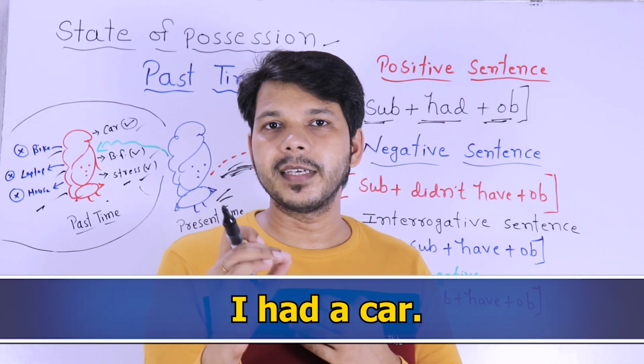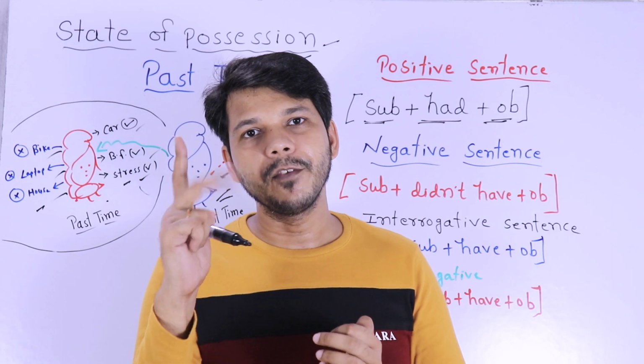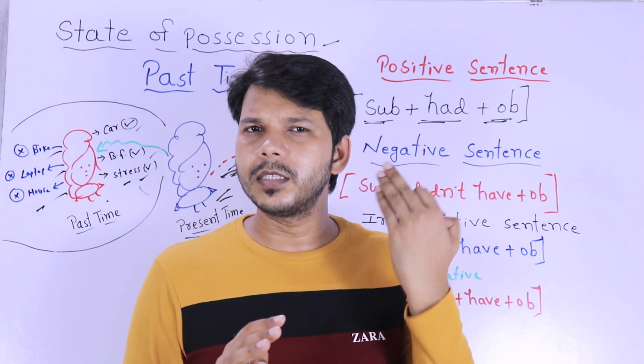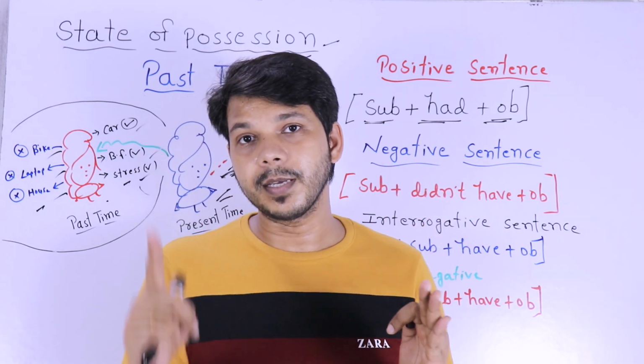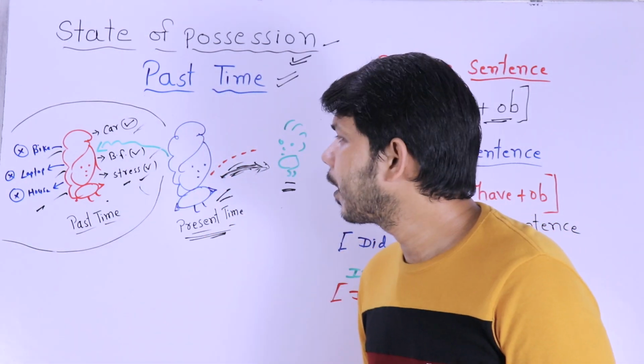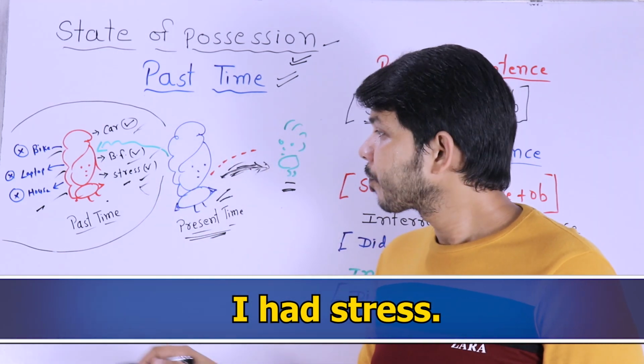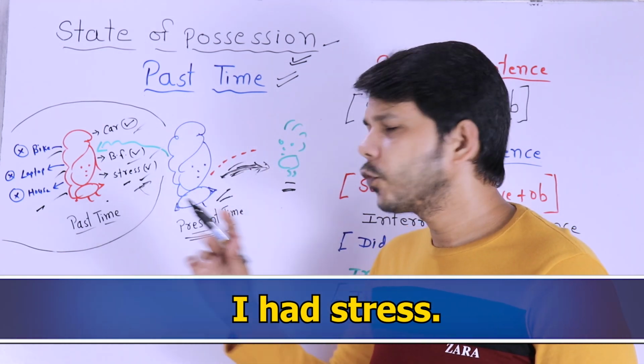So you have to put had. And had is used with all the subjects. I, we, you, they, he, she, it, singular, plural. With all the subjects you have to use had. So I had a car, I had a boyfriend, I had stress. So in positive sentence you have to use only had.